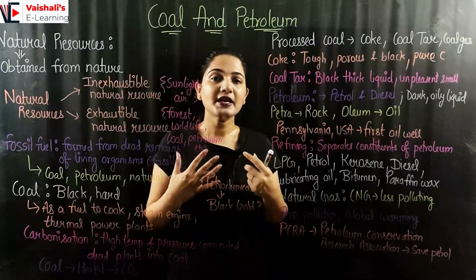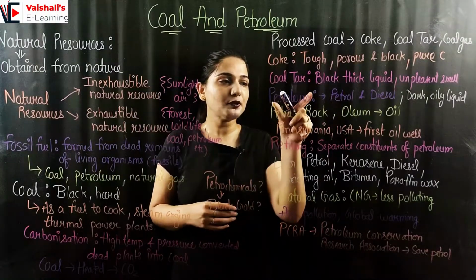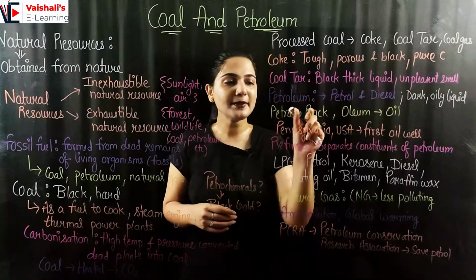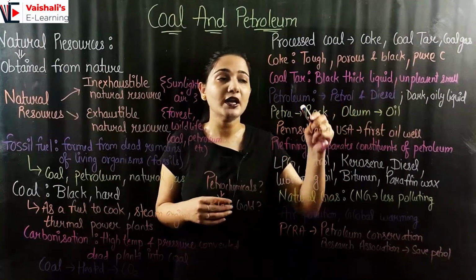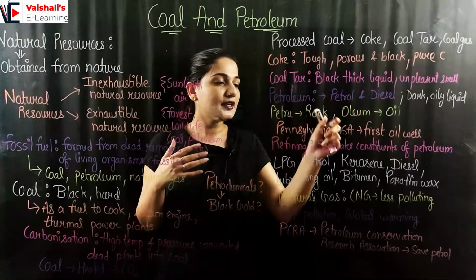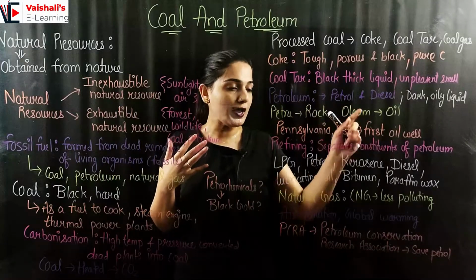So now we will understand how the petroleum got its name. Petroleum is a word which consists of petra and oleum. Petra means rock and oleum means oil. So petroleum is the oil that we are getting from the rocks, and in the US, in Pennsylvania, we had the first oil well, right?